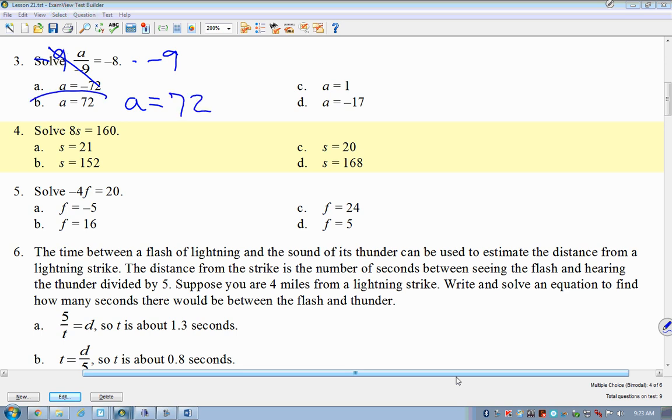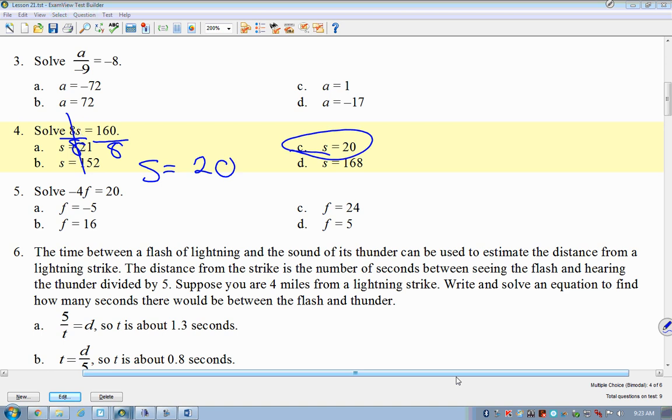72. Okay, get that right there because our negatives cancel each other out. All right, Fraser, number 4. Divide by 8 on both sides. What happens to the 8s on the left? Cancel out. Okay, what's 160 divided by 8? 20. Very good. We get C for an answer.